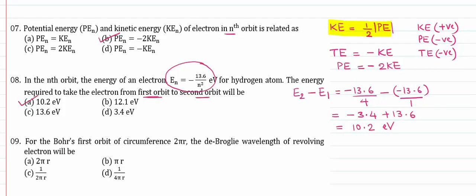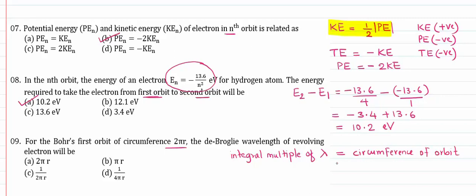Ninth one. For the Bohr's first orbit of circumference 2 pi r, the de Broglie wavelength of the revolving electron is. So what de Broglie told is that an integral multiple of lambda, that is wavelength, should be equal to the circumference of that orbit.